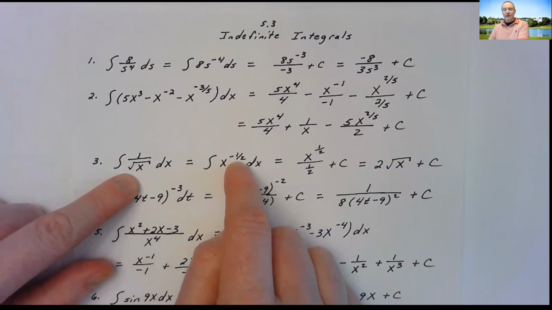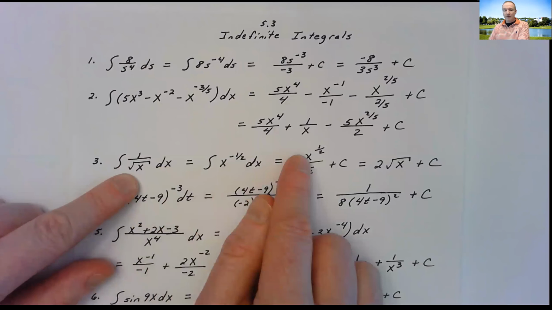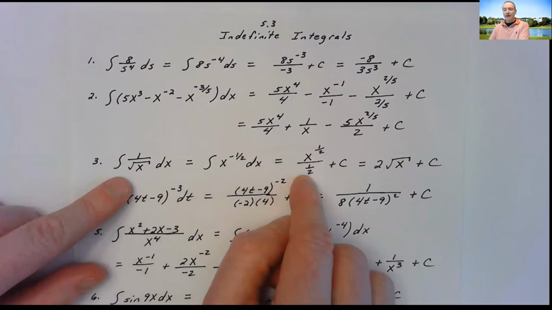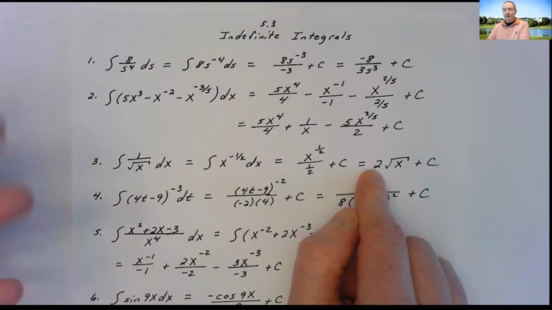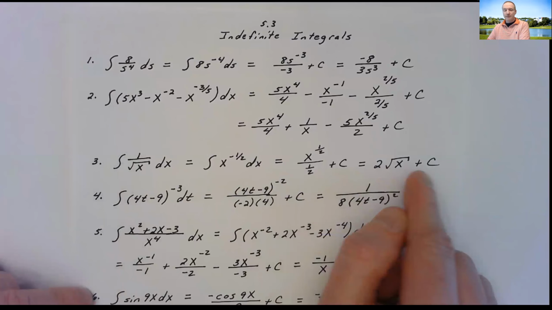So once I've done that, then when I integrate, I add 1 to the exponent to get x to the 1/2, divide by that new exponent of 1/2. And you know, if you divide by 1/2, you're multiplying by 2 over 1. So I just get a final answer of 2 times the square root of x, x to the 1/2, plus your constant of integration.